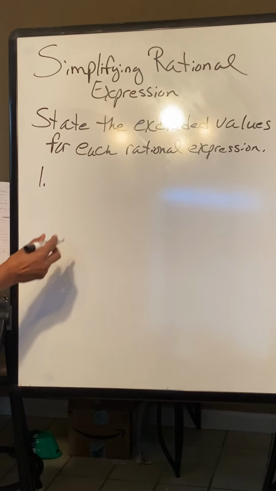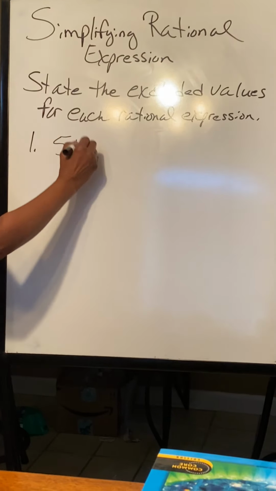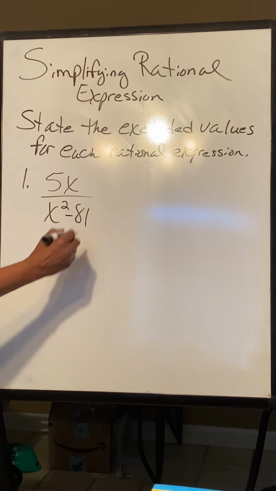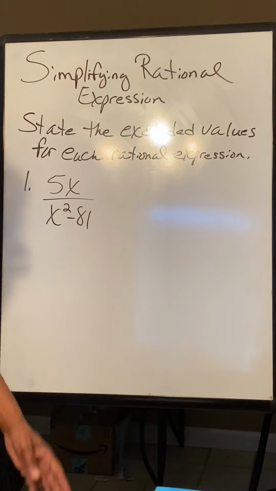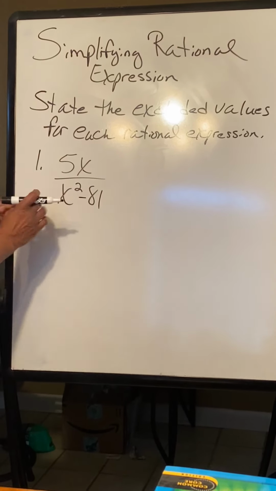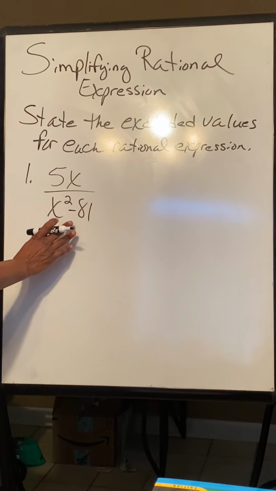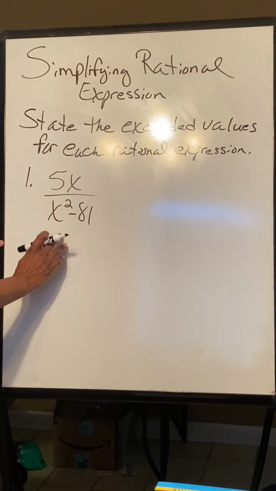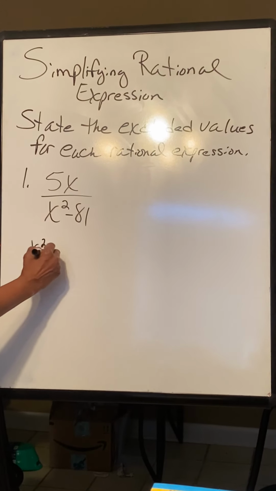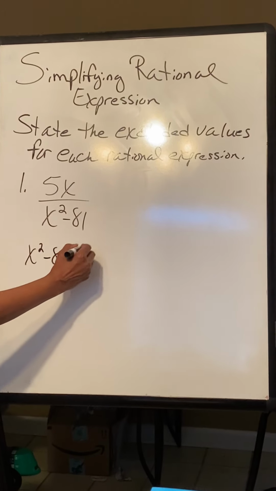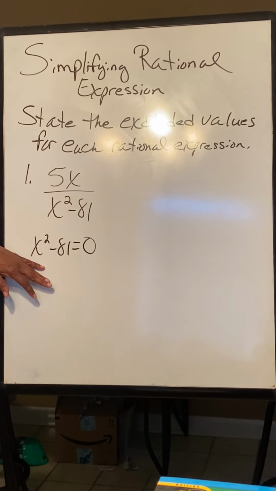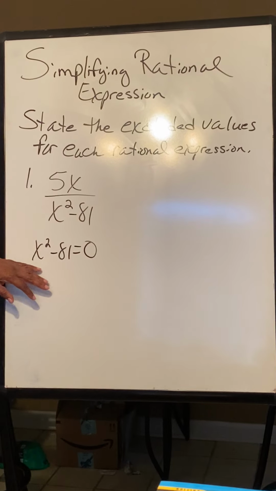So for example 1, if we have 5x over x squared minus 81. Now to find the excluded values, I'm looking for the numbers that will make my denominator a 0. So I'm just going to take my denominator and set it equal to 0. And if you recall, this is called the difference of two squares, so I'm going to write it in its factored form.